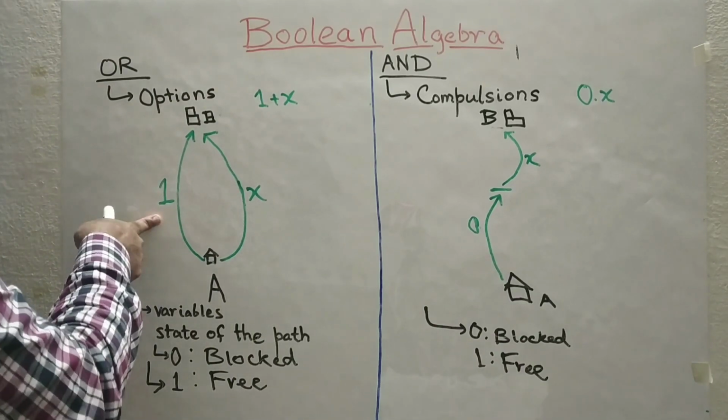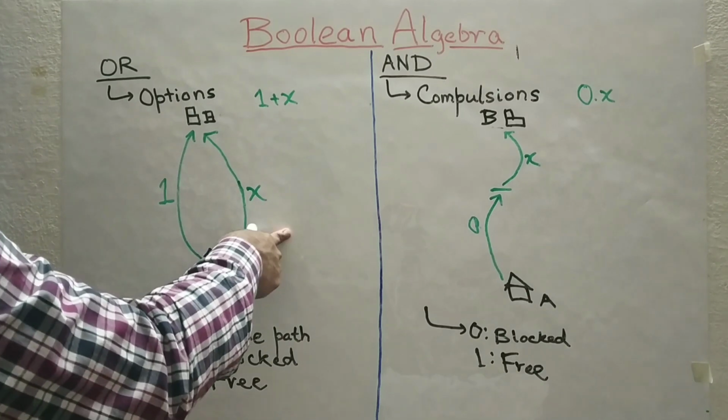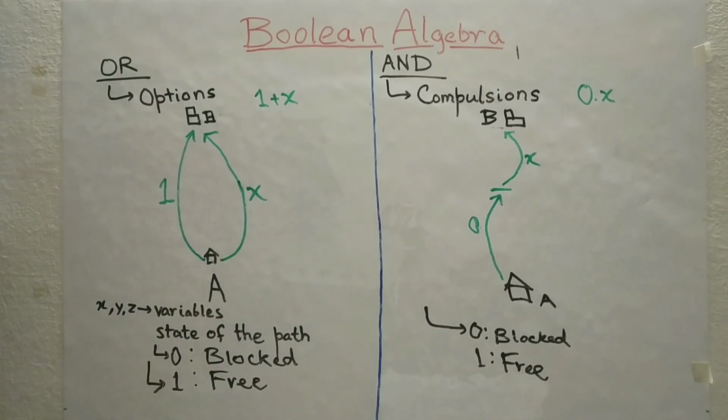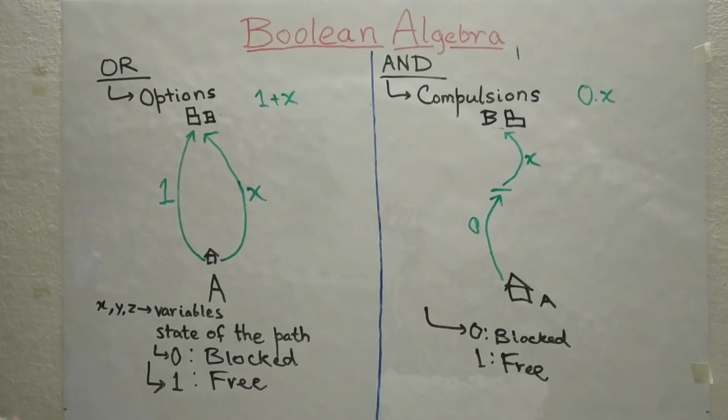There is a path that is free, and there is x that is unknown. It might be free or might be blocked. Then we'll always take the path that is free. It will not depend on x, right? So we don't want to know the state of the variable x. Let it be unknown, that is not a problem.